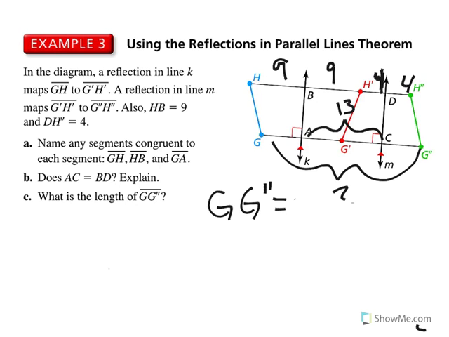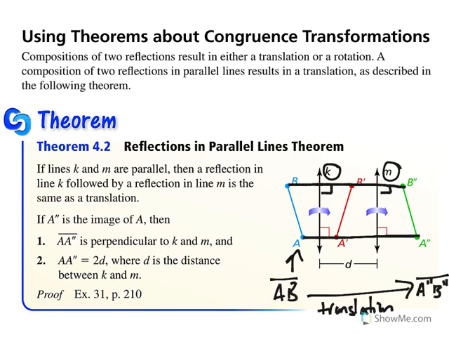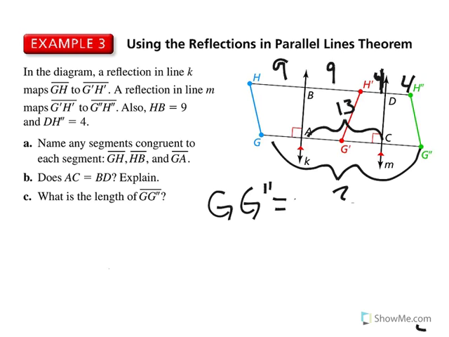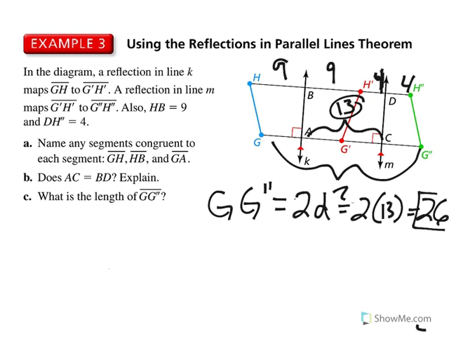And then remember in our last slide, if we go back for a second, the distance between our original, our pre-image, and then our double prime image, it's going to be a distance of 2 times the distance between our parallel lines. So in this case, if our distance between our parallel lines is this 13, G double prime is going to be 2 times that distance. So in this case, we're going to have 2 times 13, which equals 26.